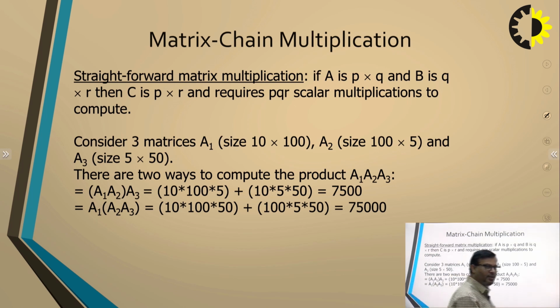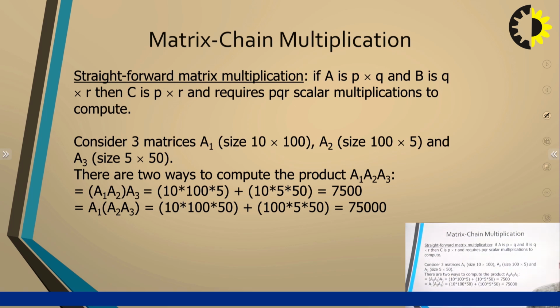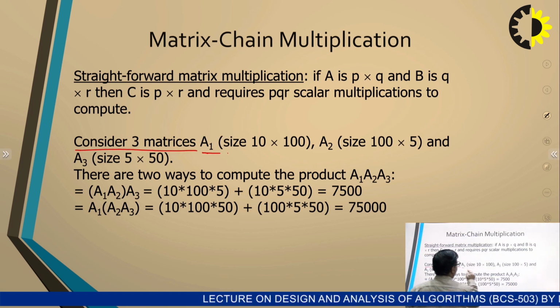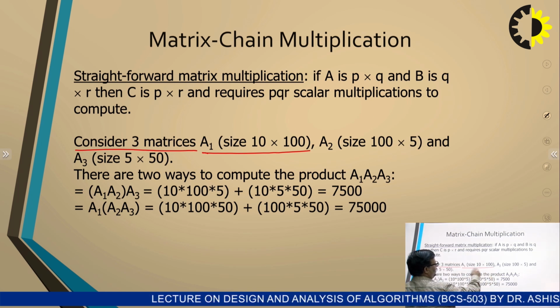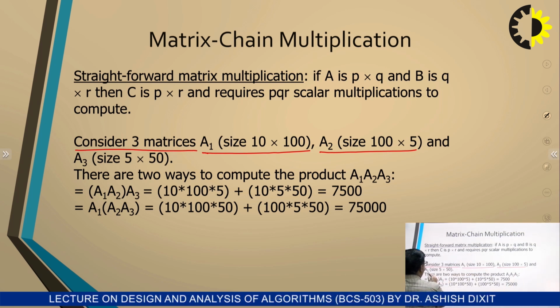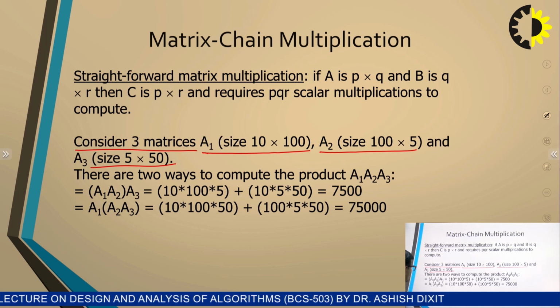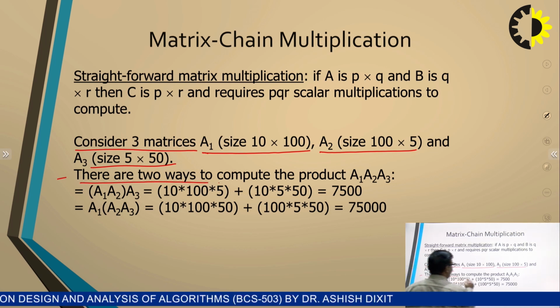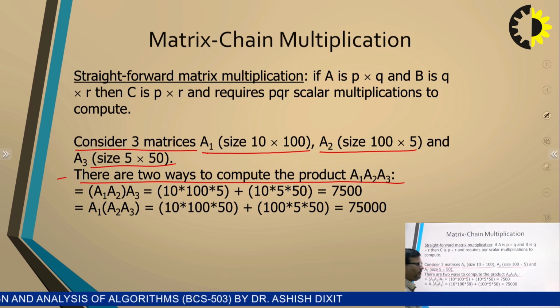Next, again we will consider matrix chain multiplication in a straightforward way. Suppose we have n matrices, and here is one example. Consider 3 matrices: A1 of size 10 by 100, A2 of size 100 by 10, and A3 of size 5 by 50. There are 2 ways to compute the product A1 A2 A3.